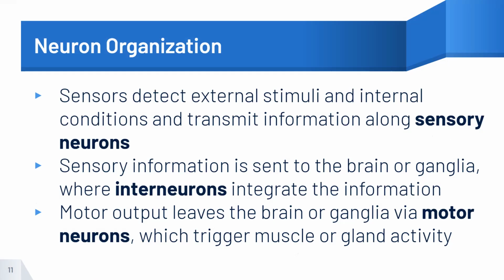The nervous system is organized into different types of neurons. We've got sensory neurons that are picking up sensory information from the environment. That information is then sent to interneurons, which integrate and process that information. That's usually the brain or the spinal cord, where that information is integrated and processed. And then messages go back out to the body through motor neurons, and that's going to trigger either muscle or gland activity. So that's going to cause a response as a result.